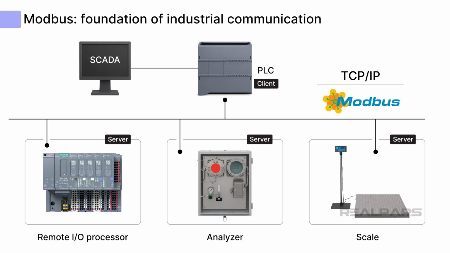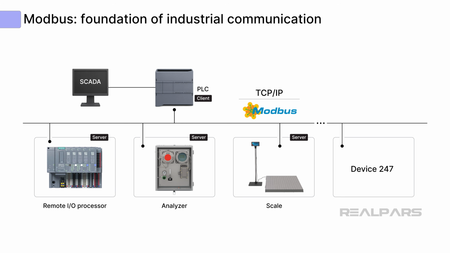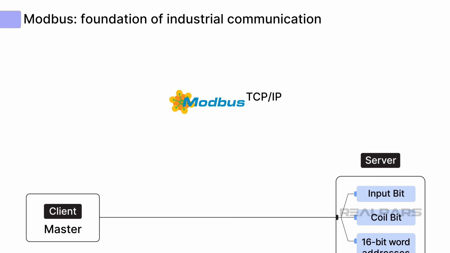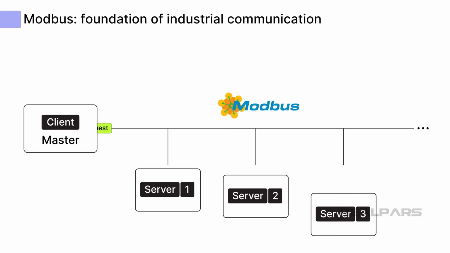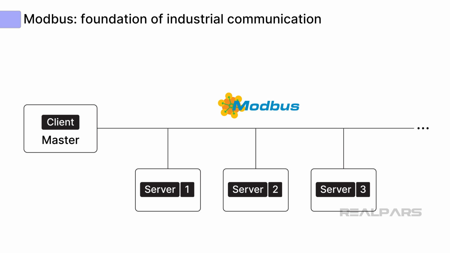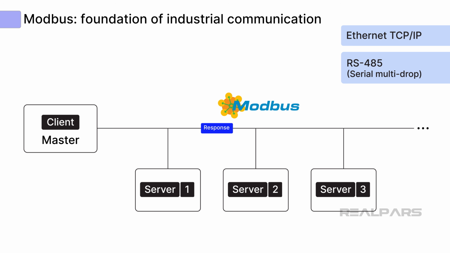One Modbus network can support up to 247 devices. The protocol provides read-write capability for single input and coil output bits, as well as read-write capability to 16-bit word addresses. The master, or client, controls the flow of data to and from multiple slave or server devices. Communication can take place over a serial multi-drop RS-485 bus or via Ethernet TCP/IP.